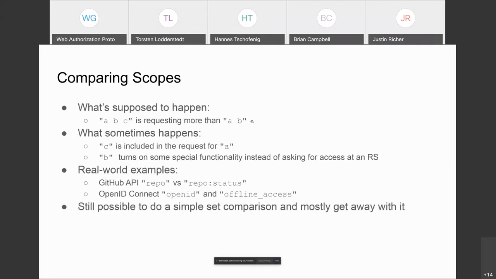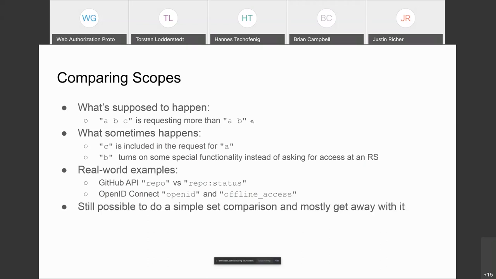Next slide, please. And we're kind of used to doing this with scopes, because what you're supposed to see is that if somebody is asking for A, B, C scopes, then that means that they are, by definition of RFC 6749, requesting more than A and B. Their scopes are designed to be additive. But the real world doesn't really work like that. And we all know that, because sometimes scope C is included when you ask for scope A. That's just part of the definitions of scope A and C. They're part of the same API and they're related to each other. Or sometimes you get a scope that turns on special processing at the AS or at the RS.